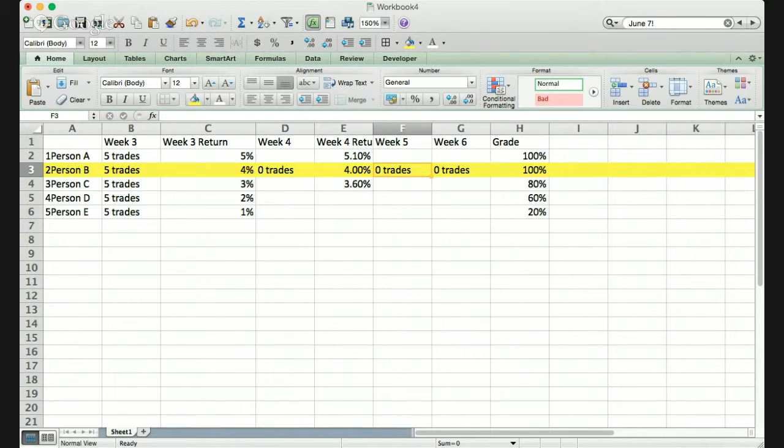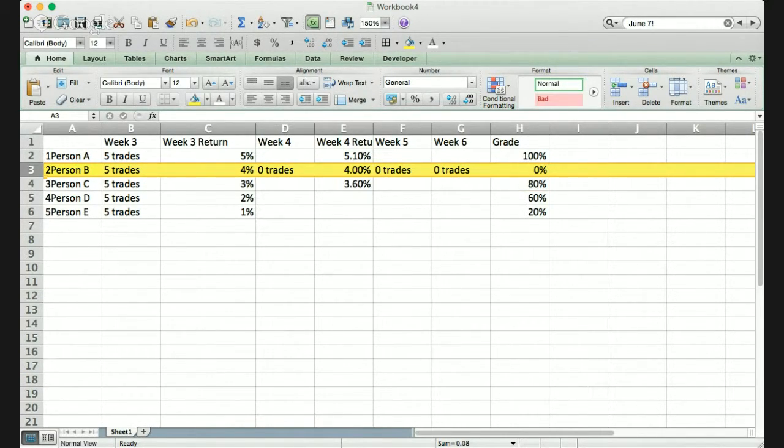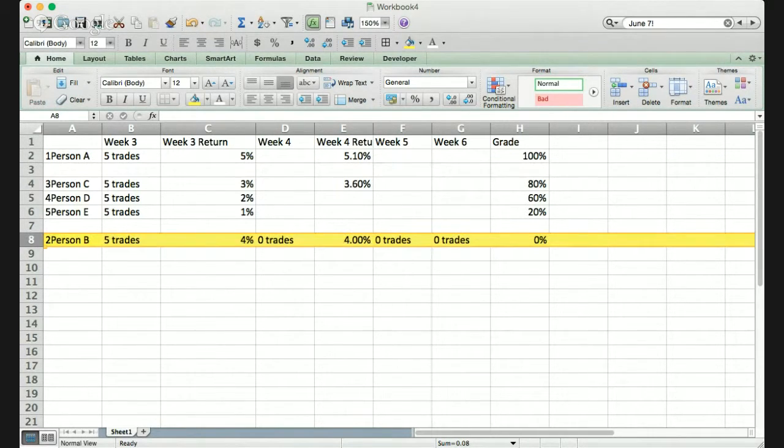Well, they're not really acting in the truest sense of the competition. And because they're not acting in the competition, in order to maintain that 4%, they're preventing this person from jumping into 2nd place. So how I would adjust that is I would immediately give this person 0%. I would put them to the bottom.